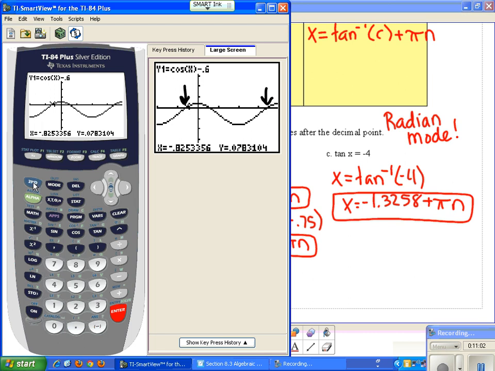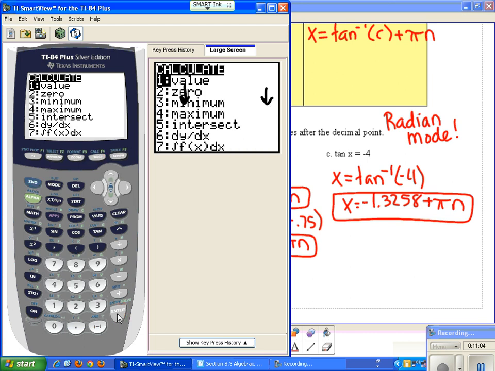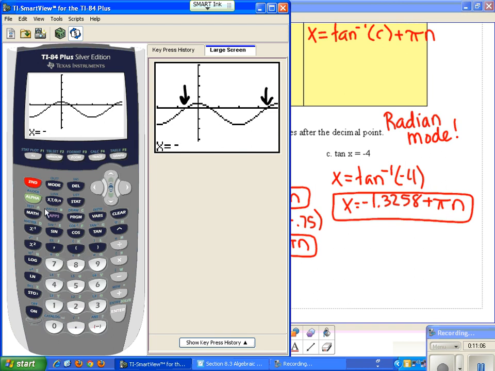And if I add the period, which is 2 pi, so if I add plus 2 pi, you'll notice that I'm going to get this solution over here. So it gives us the same answers from when we did it graphically. Again, it's just a different way of finding the solutions.